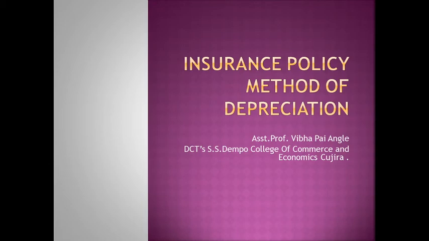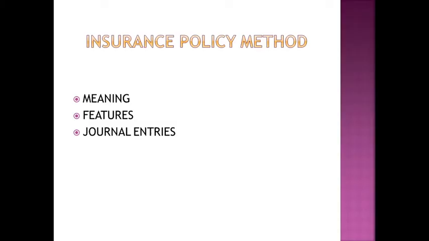In this video, we are going to learn about the insurance policy method of depreciation. Under the insurance policy method of depreciation, the provision is made for the replacement of an asset by taking out an endowment insurance policy for a sum equal to the value of the asset. The premium equal to the depreciation amount is paid at the beginning of each year.